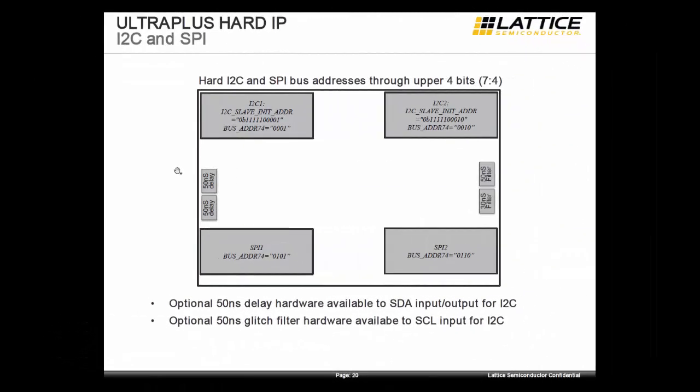The I2C and SPI blocks: there are 2 I2C blocks and 2 SPI blocks available with very specific addresses, addressable from the external interfaces. We do have some optional 50 nanosecond delay hardware available for the iCE40 interface, as well as a 50 nanosecond glitch filter for the clock portion of the I2C interface, and they can be used to make sure clean interfaces are applied to this device.